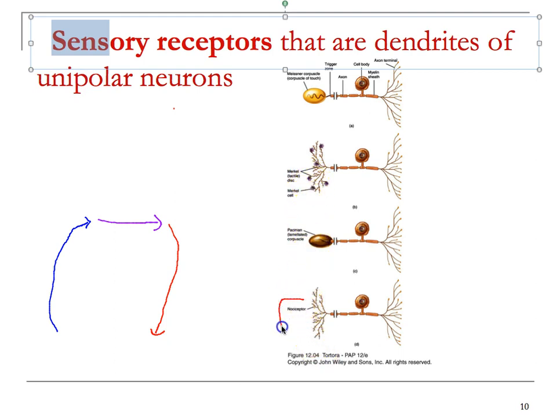And notice right now we're giving you a specific name. These are called nociceptors for pain. These are all the dendrites of unipolar neurons, which means, take a look here. Here's the cell body. And in the human body, the cell bodies of each of these unipolar neurons are located adjacent to the central nervous system inside the dorsal root ganglia. And you'll see why that is important later.